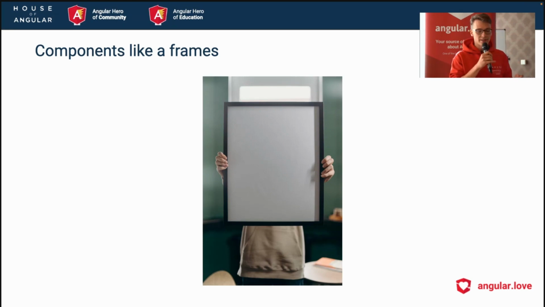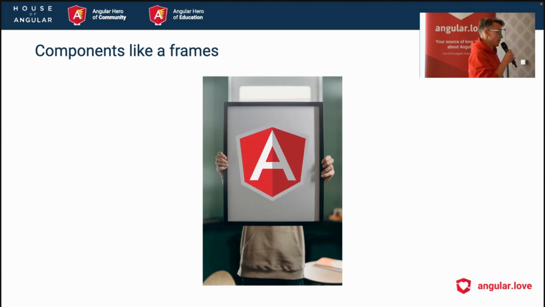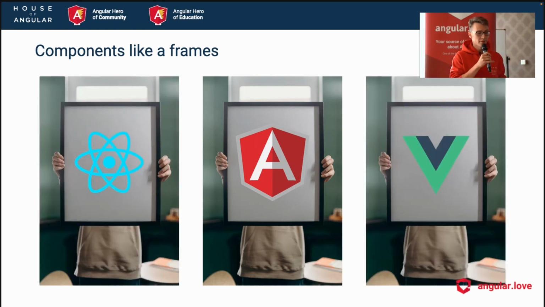We'll use it many times, but in each place it will have a different content. This content could be just simple text, it could be an image, it could be another component, or other complicated things. For example, here we can just put the Angular logo inside our frame, but not only the Angular logo, because we can use our frames with many other logos, other frameworks or libraries, for example, like you can see here.